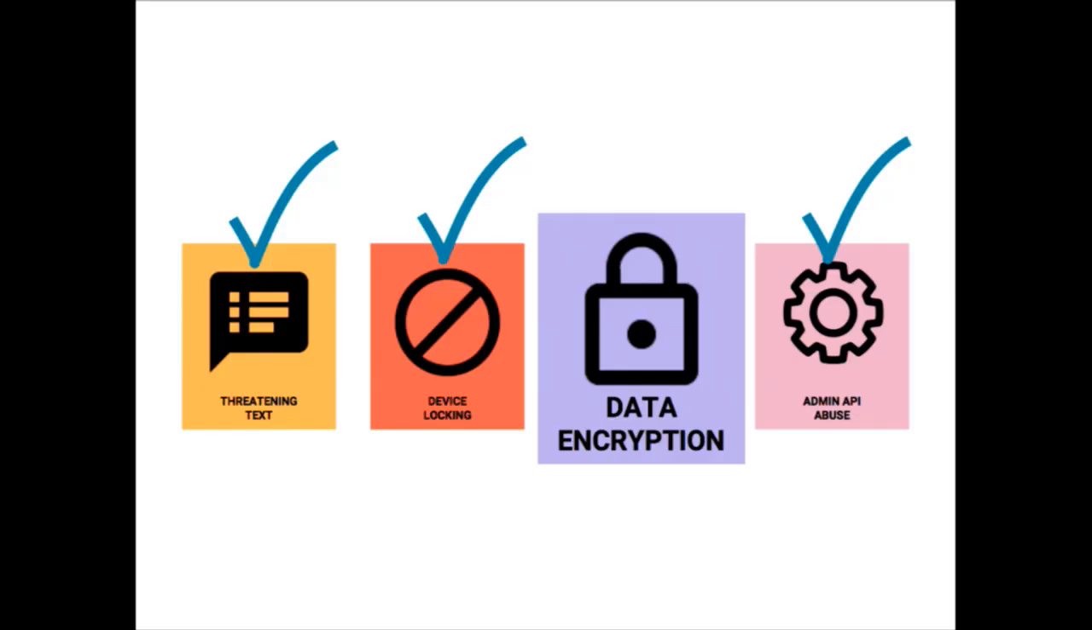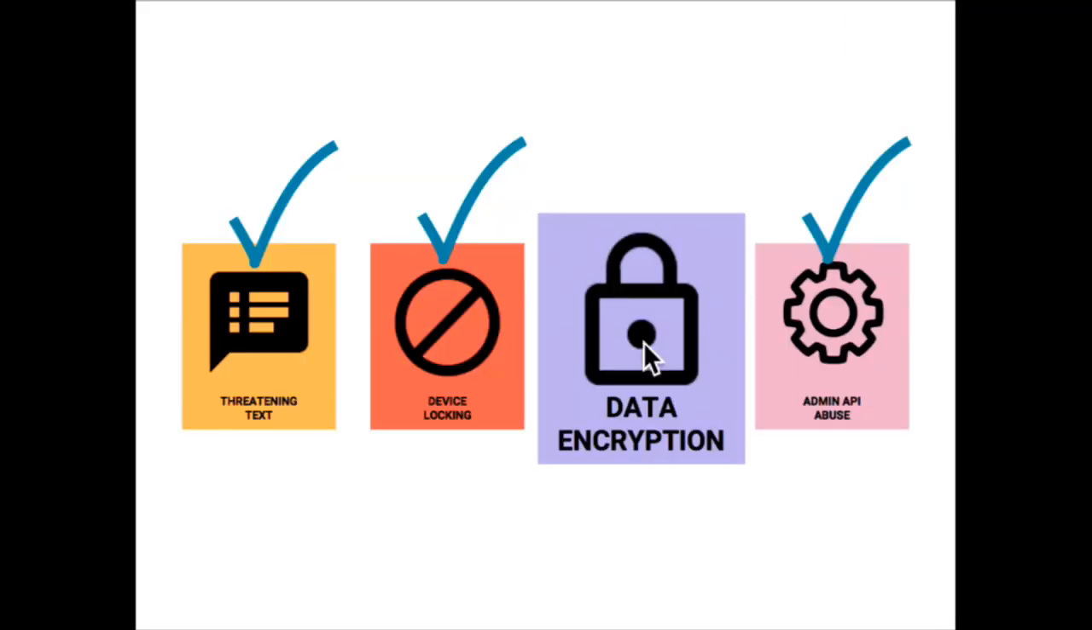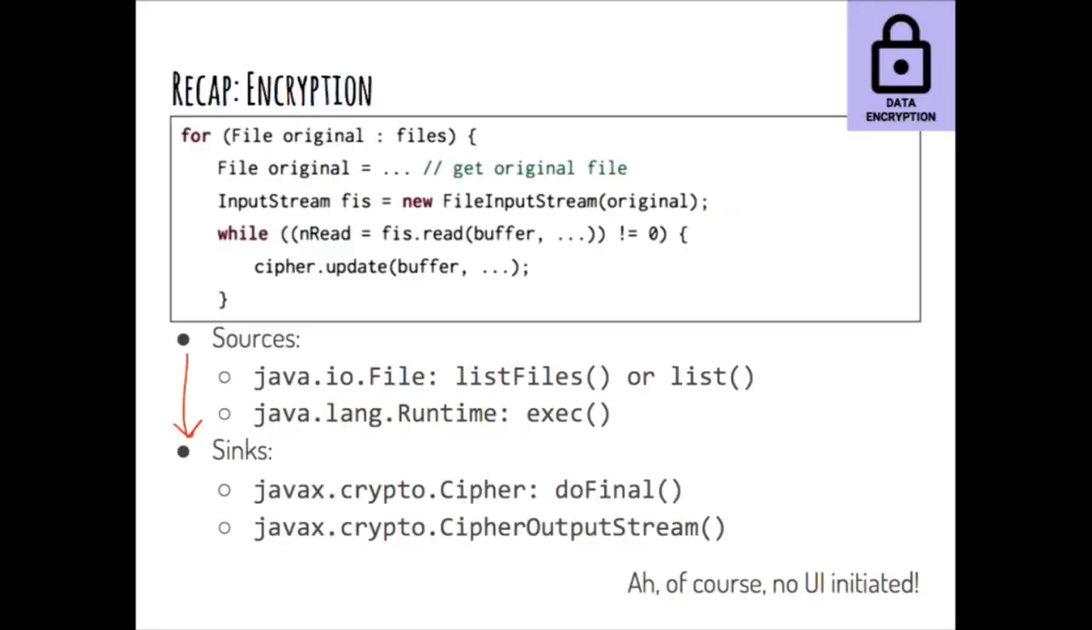So now we are done with device admin API abuse, and I also gave you some hints on how we can better deobfuscate obfuscated methods. Now we want to conclude with data encryption. We've examined a few hundreds of samples, and we have seen that at the end of the day, the encryption flow boils down to a loop that looks like this.